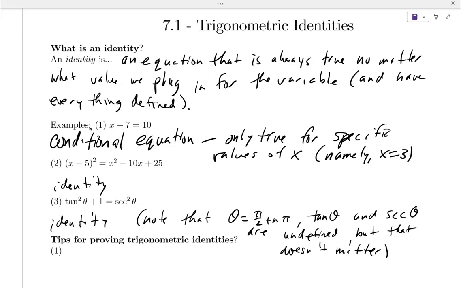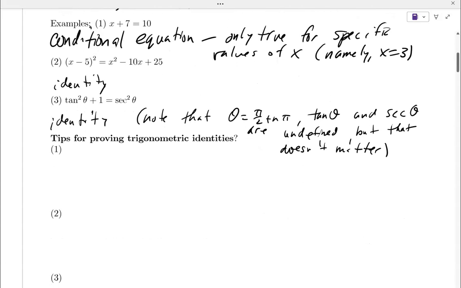All right. How do we verify that things really are identities? Or how do we prove something is an identity? So there are some tips that we'll follow. These aren't hard and fast rules. Actually, some of them are hard and fast rules. These are not hard and fast rules in general, but these are just some tips that you might want to follow. The first one is only work on one side of the equation.